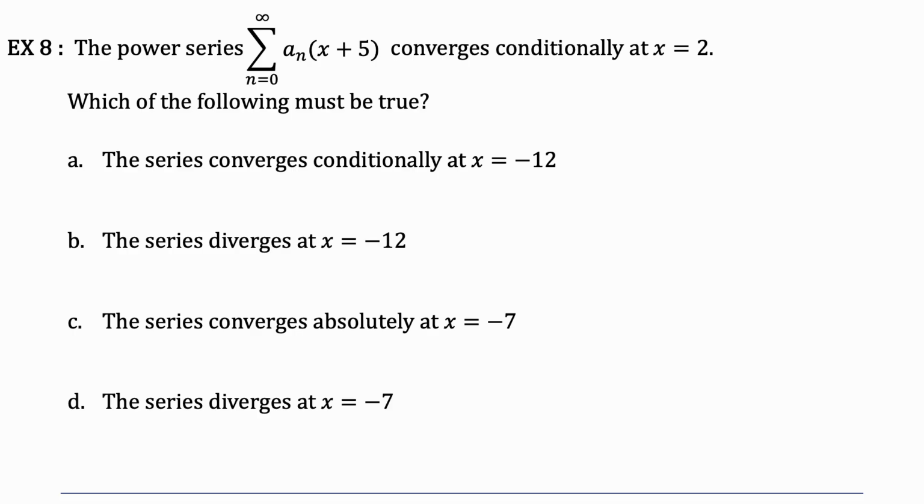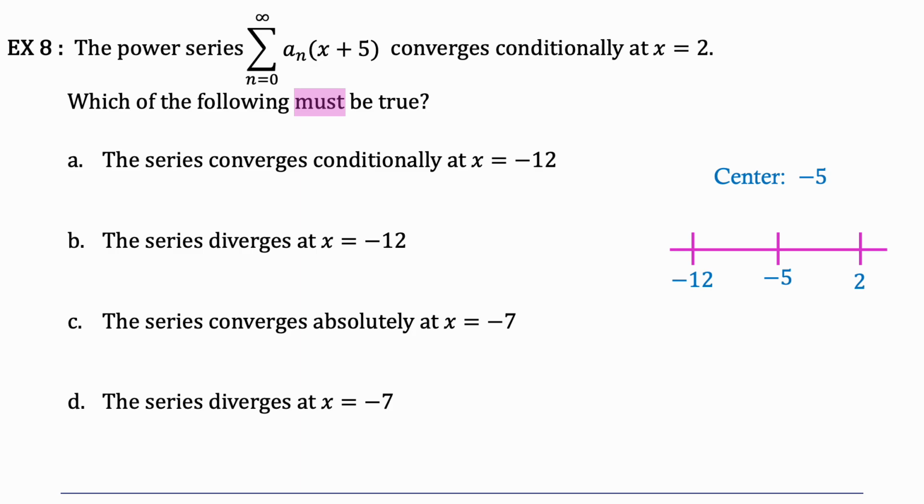Last one. Here we have a power series, a sub n times x plus 5 to the n, that converges conditionally at x equals 2. So which of the following must be true? The key to this problem is which of the following must be true. Let's start by drawing out a diagram of what's going on. We have a power series centered at negative 5. We know that it converges conditionally at 2. That's 7 to the right of negative 5. So if our center is negative 5, that means we can go 7 to the left of negative 5 to complete the radius at negative 12.